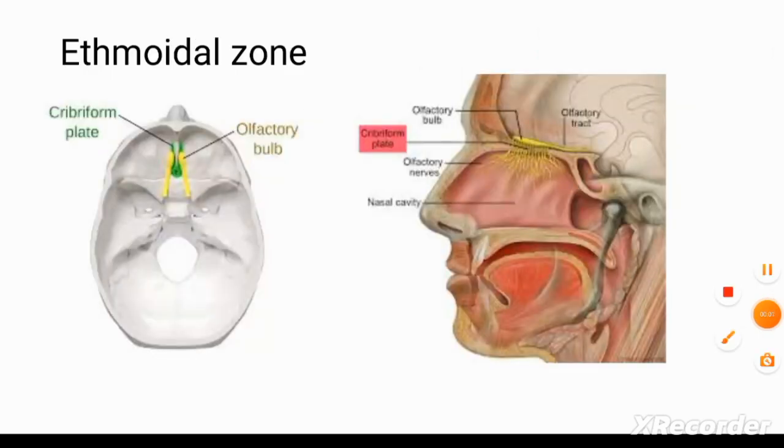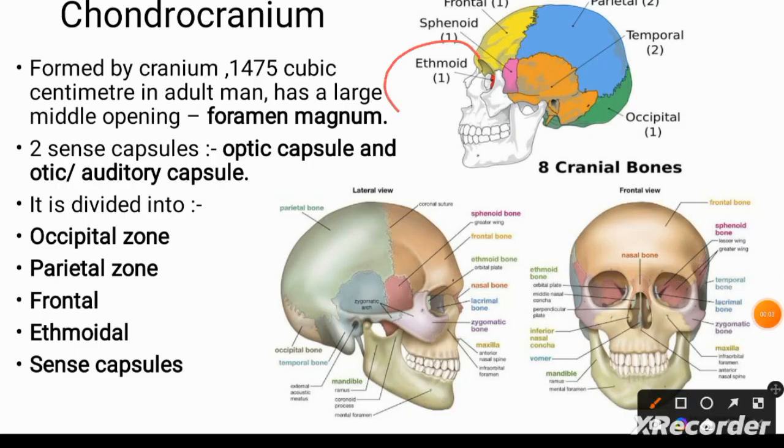Ethmoid bone. This portion is known as the ethmoid region. Here you can see these are the ethmoid bones. This is also known as the ethmoid bone.